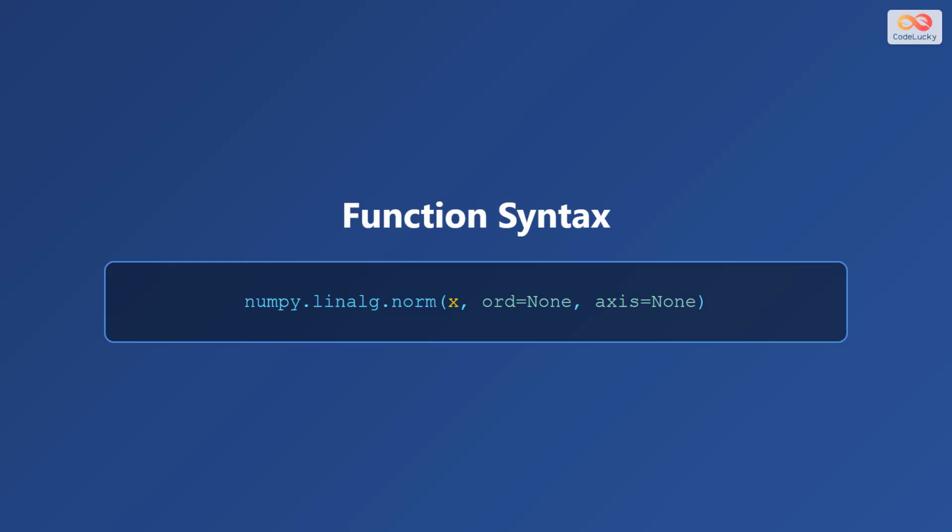The syntax for np.linalg.norm is straightforward. The function takes three main parameters. First is x, which is your input array. Then there's ord, which specifies the order of the norm you want to calculate, and it defaults to None. Finally, there's axis, which lets you specify along which dimension to compute the norm, and this also defaults to None.